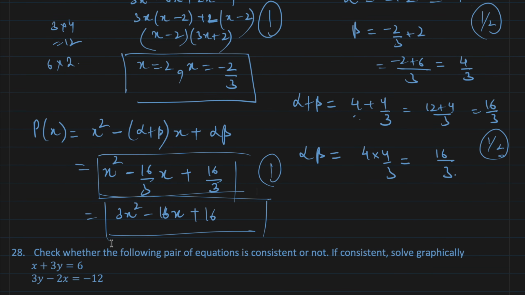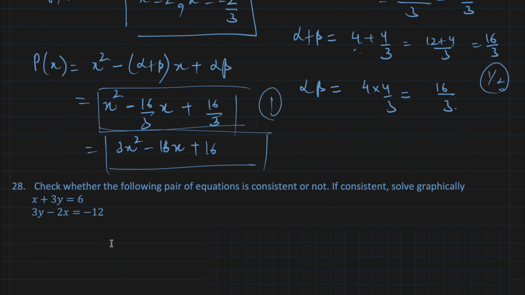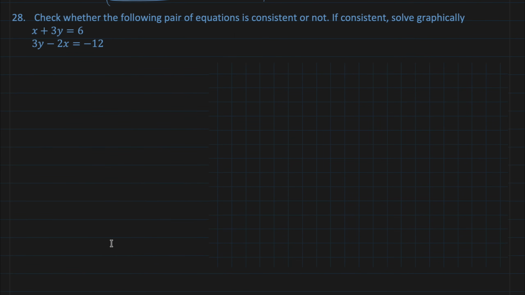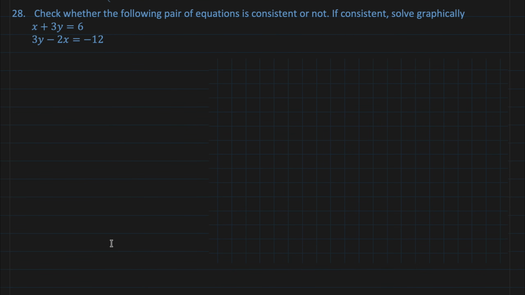Now let's move to the 28th question. Check whether the following pair of equations is consistent or not. If consistent, solve graphically. Now drawing the graph is a very important part. So how do we do it? First, on your lined sheet, make the tables for both the equations. First one is x plus 3y is 6. Take at least 2 to 3 values for plotting, right, students?